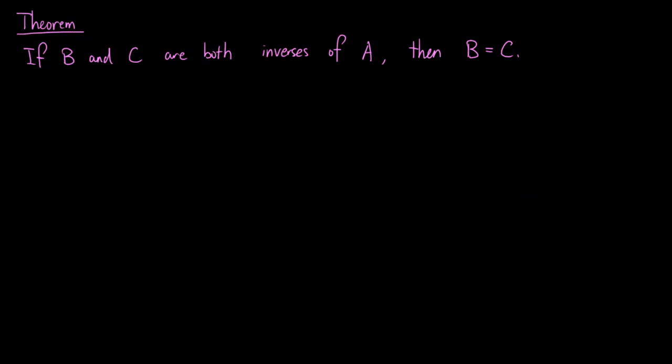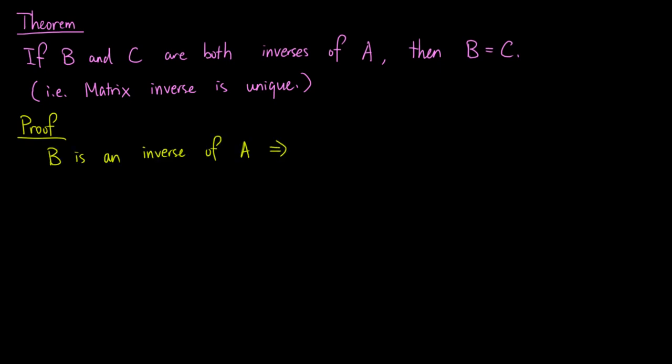Now let's look at a theorem. If B and C are both inverses of A, then B equals C. In other words, if a matrix has an inverse, then it must be unique. This result is consistent with the real numbers. The proof is relatively easy.